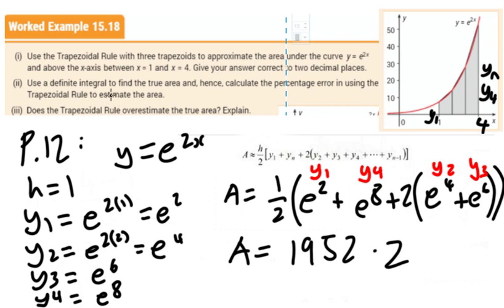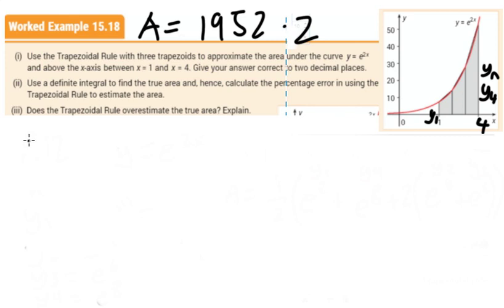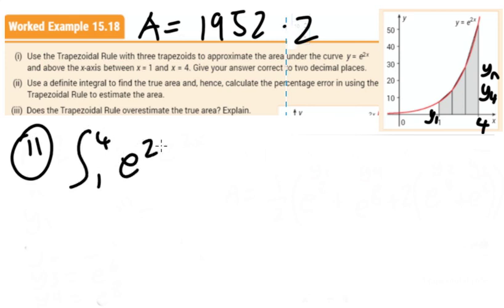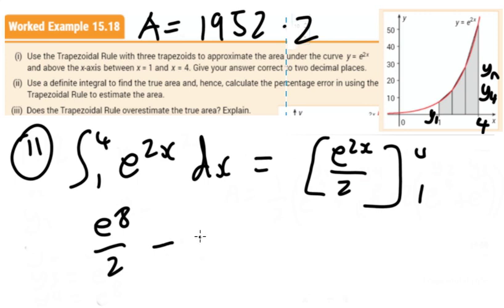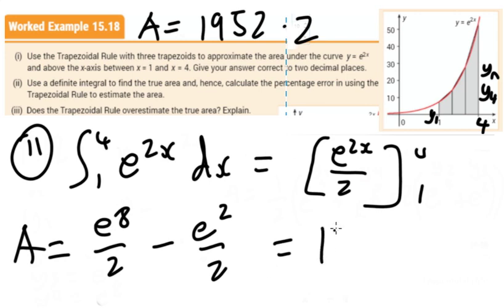Now we're going to get the area using integration and see how that differs. Like we did before, this is part 2, so definite integral. We have 1, 4 as our bounds, e to the 2x dx. We're going to integrate this as per usual. The integral of e to the 2x will be e to the 2x over the derivative of the power, so 2, for 1 to 4, so we end up with e to the 8 over 2 minus e to the 2 over 2. So our area is actually 1486.8.